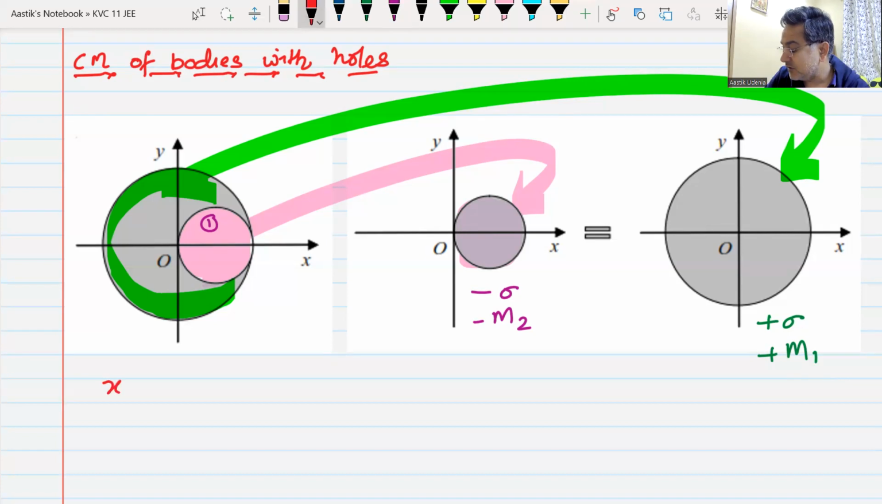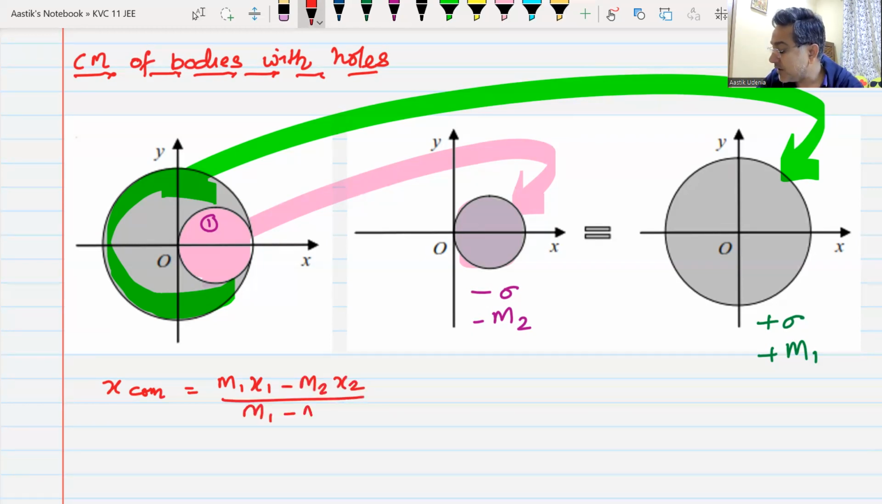Now, since we understand how we get this body, you can write the formula for the center of mass of this body. The x coordinate of center of mass can be written as m1 x1. I'm just imagining that there are two bodies. Now, plus m2 x2 should be the formula, but here the mass is negative. So it is minus m2 x2 divided by the mass of the remaining body. It will be m1 minus m2. This is how you can find the x coordinate.